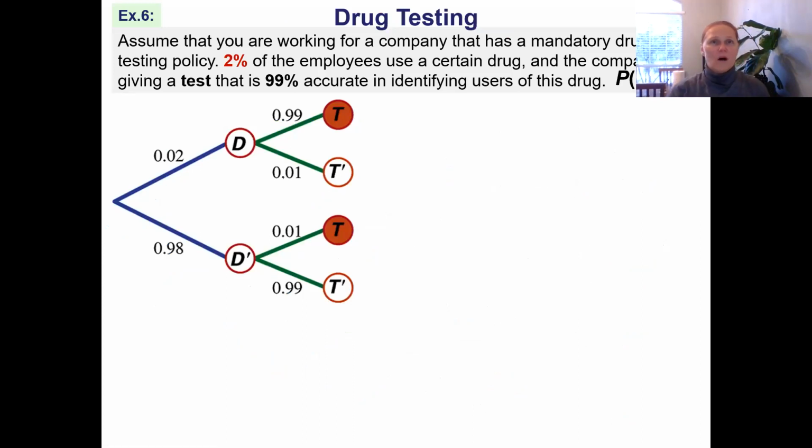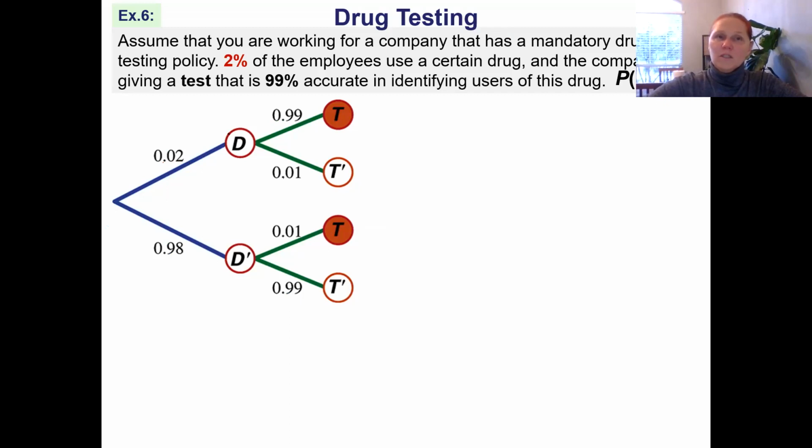Another example of applying a probability tree. Assume that you are working in a company that has a mandatory drug testing policy. 2% of employees use a certain drug. We show it on this diagram. So 2% in decimal form is 0.02.